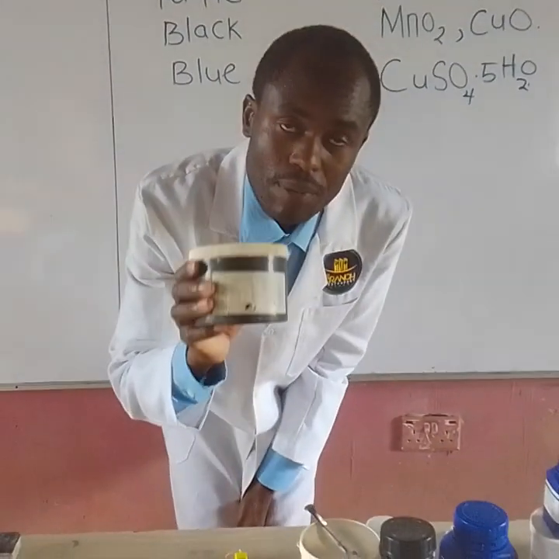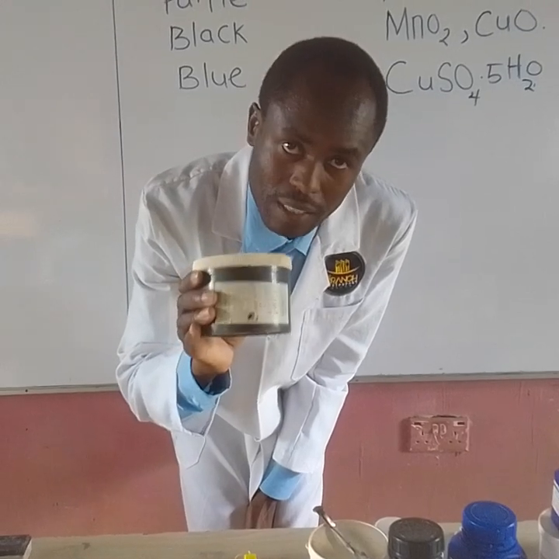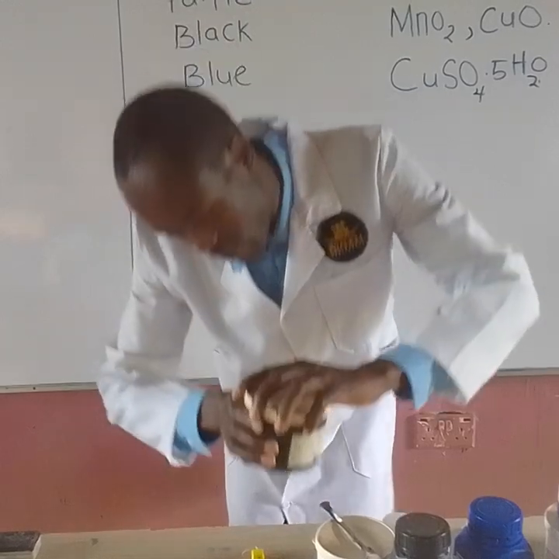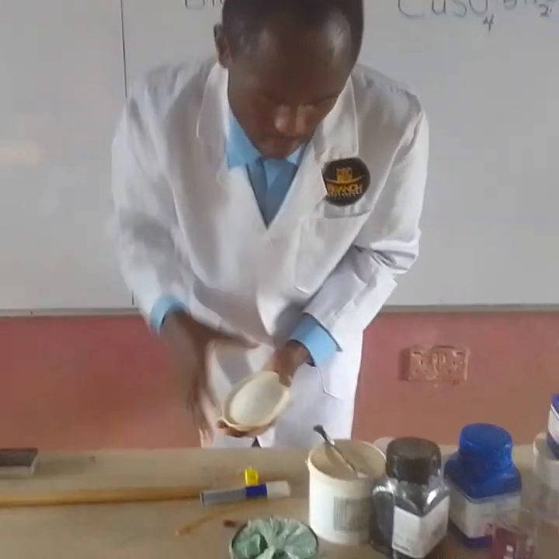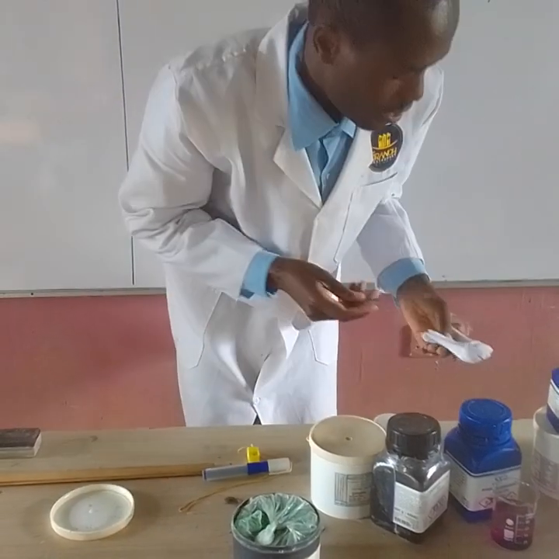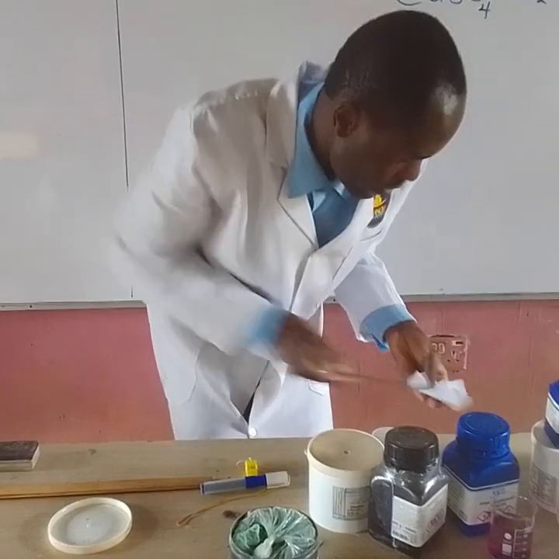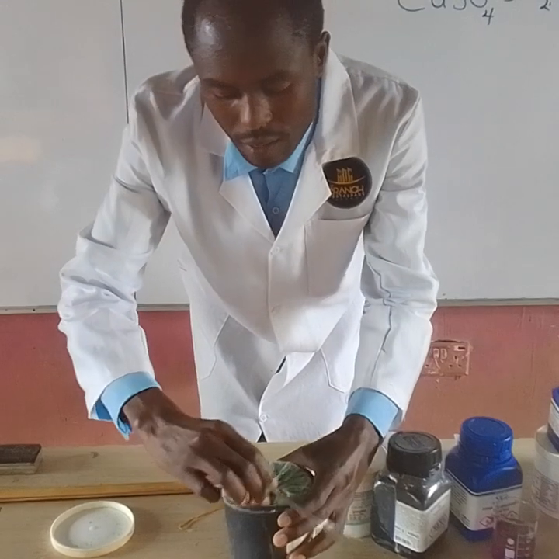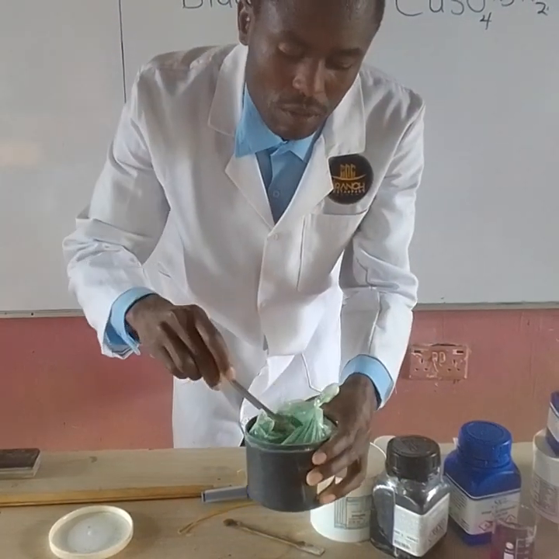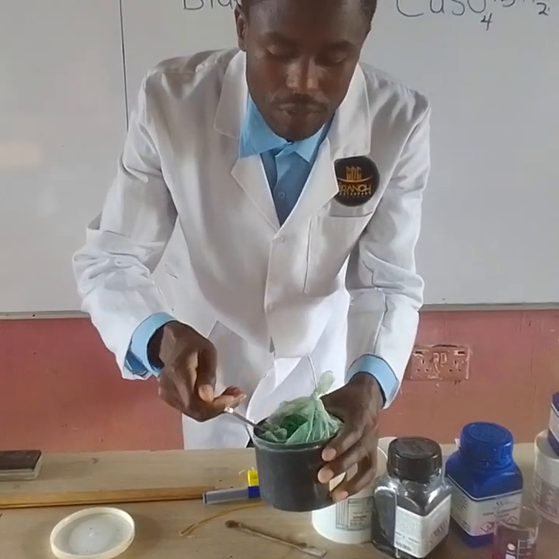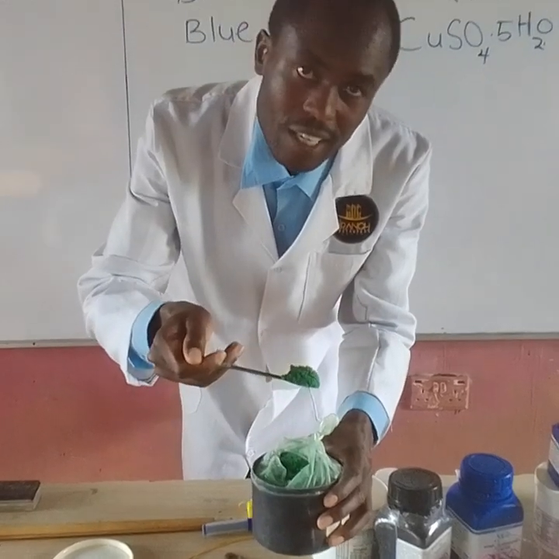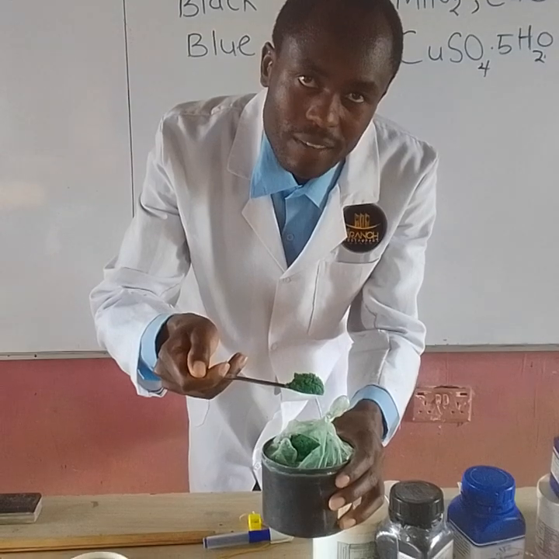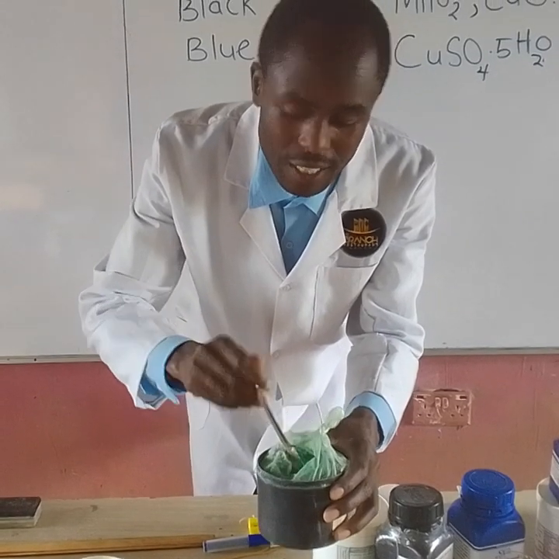This is copper carbonate. Copper carbonate is also colored. Let us look at the color. Using another clean spatula, my students, I have now to scoop the solid. But the most important thing is to check on the color of the solid. What's the color? Green, pale green. Is it okay? Copper carbonate is pale green.